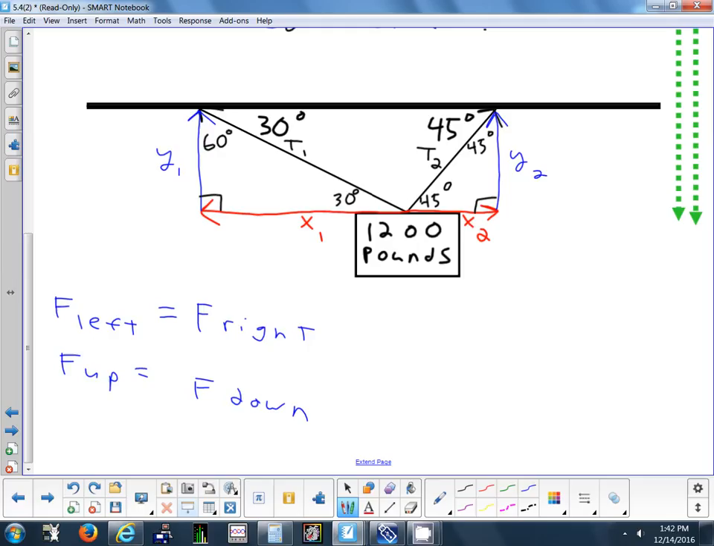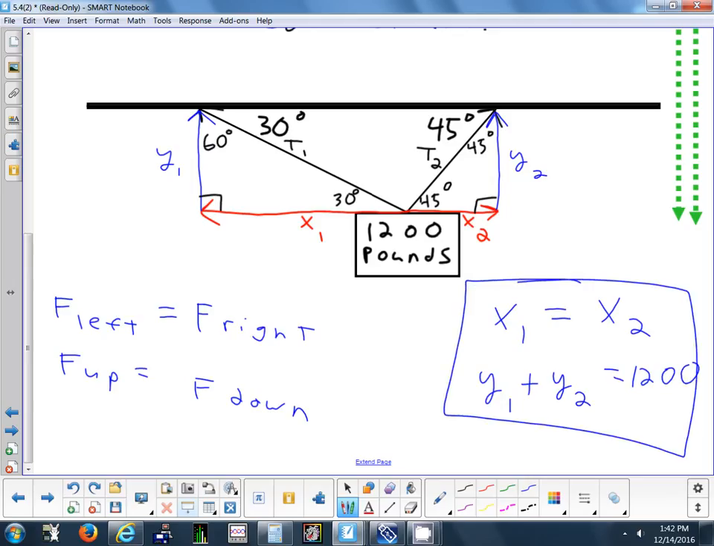Now, in the diagram, what is the force that's pulling us left? What did we label it as? X1. And what's the force pulling right? Okay. What's the force that's pulling up? Y1 and Y2 are working together. And what's the force pulling down? 1,200. All right. So now these are the equations we need to work with.